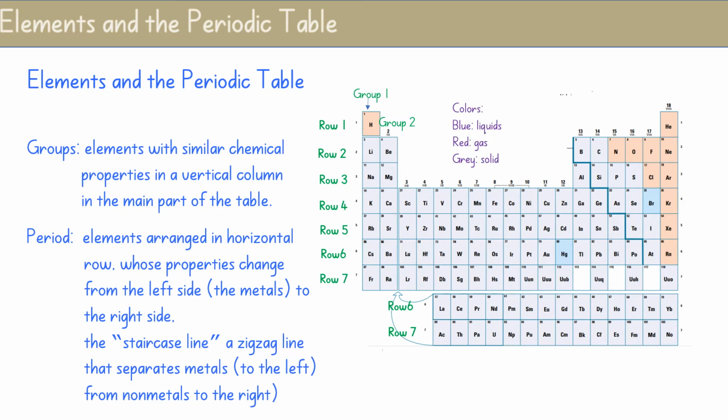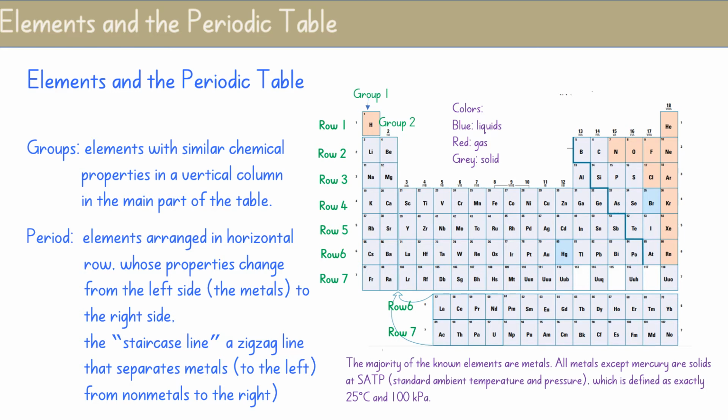The colors shown on the periodic table: the blue represents liquids, the orangey reds indicate gas, and the gray indicates solid. The majority of known elements are metals. All metals except mercury are solids at SATP, standard ambient temperature and pressure, which is defined as exactly 25 degrees Celsius and 100 kilopascals.